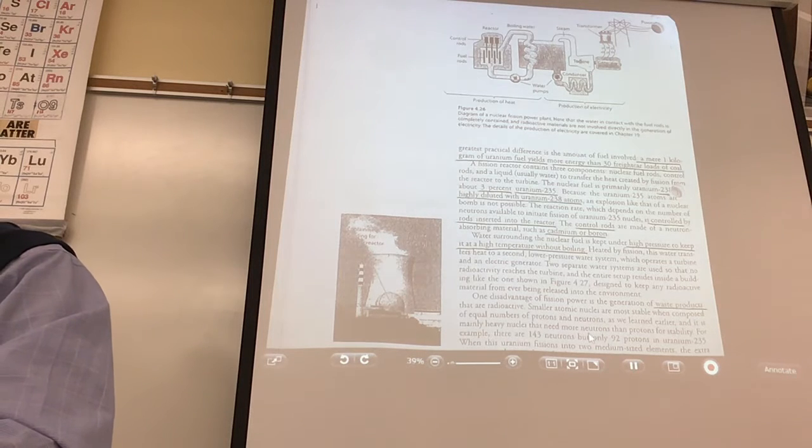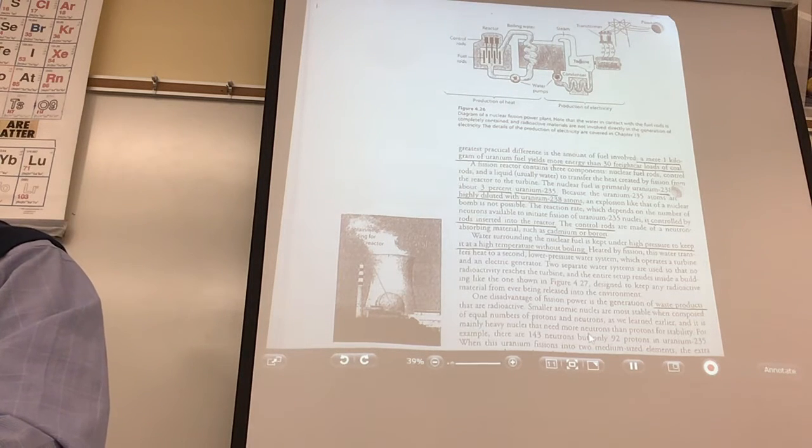So nuclear energy is way beyond the scale of chemical energy, because burning coal is a chemical reaction, isn't it? It's not a nuclear reaction.